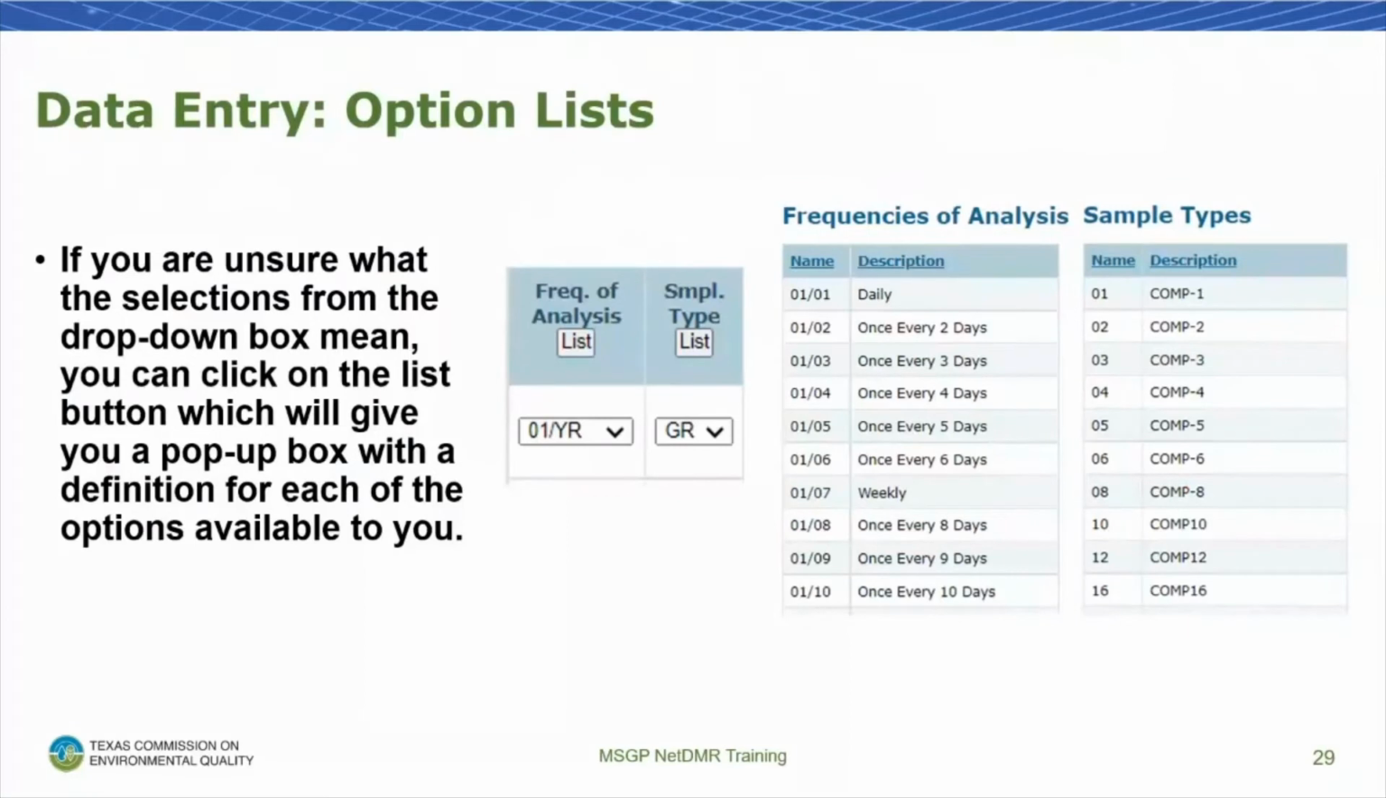So I mentioned earlier, those are the frequency of analysis and sample types. You can click on the list and it'll pull up everything that's available. The annual is probably going to be what a lot of you guys are using primarily. And then there's a bunch of different sample types for you to choose as well.